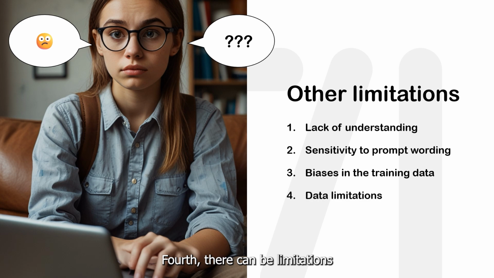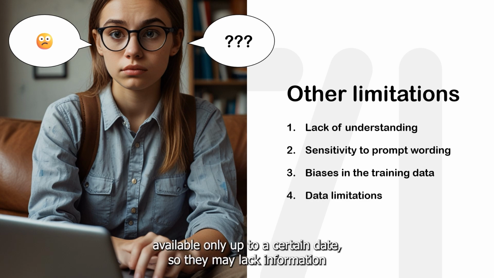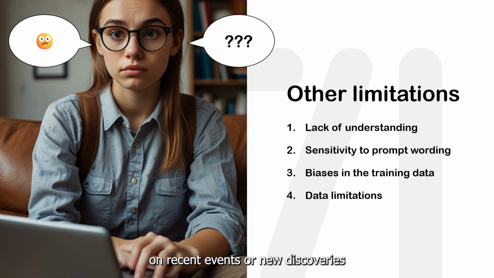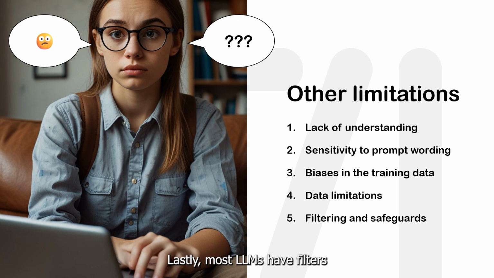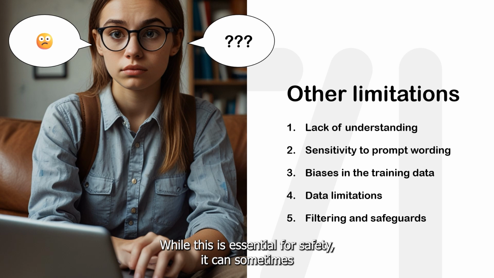Fourth, there can be limitations due to their data cutoff. LLMs are trained on data available only up to a certain date, so they may lack information on recent events or new discoveries, unless they are integrated with a search engine. But this does not always guarantee information validity. Lastly, most LLMs have filters to prevent generating harmful or political content. While this is essential for safety, it can sometimes restrict legitimate queries or limit the model's responses in sensitive areas, which can even include news on current events.